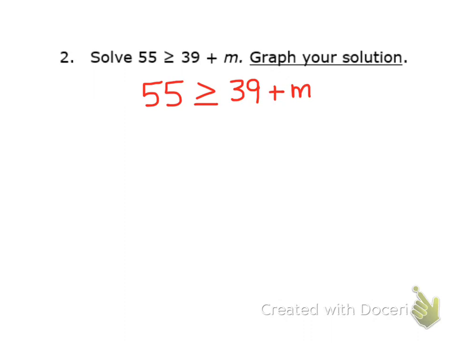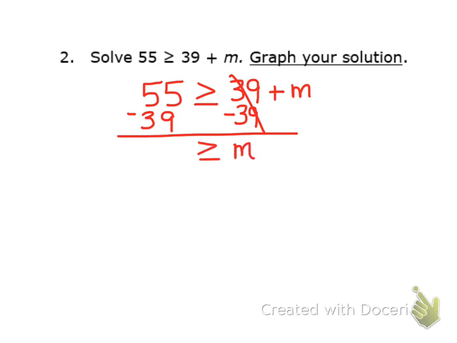So this is a positive 39. So that's like I'm adding 39. The inverse operation of adding 39 would be to subtract 39. So I'm going to take away 39 from both sides of the inequality symbol. 39 minus 39 is just 0. So I'm going to bring down my variable, bring down my inequality symbol. 55 minus 39 is 16. And the last step is to graph my inequality.